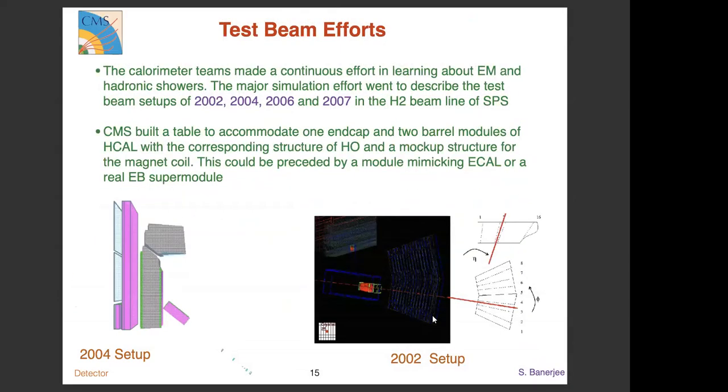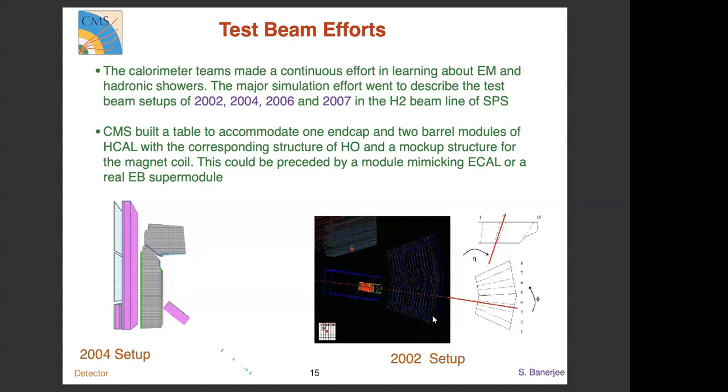Now, as I said before, we had a pre-collision time. We had test beams first, so we continued with test beams with the real prototypes of the CMS detector. The calorimeter teams made a continuous effort in learning about electromagnetic and hadronic showers. So the major simulation effort went to describing the test beam setups. We have several test beam setups of the H2 beam lines, and also some test beam setups of the H4 beam lines, described within CMSSW.